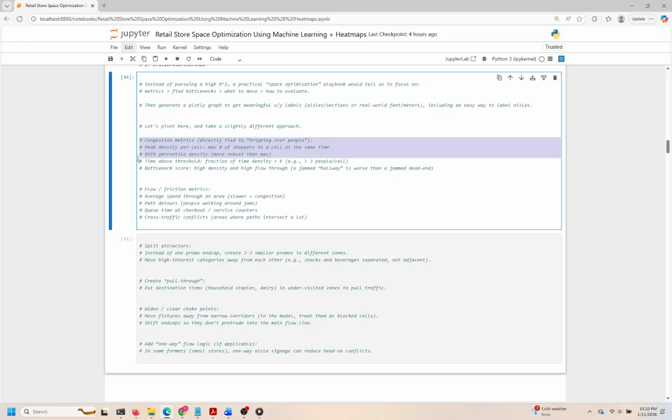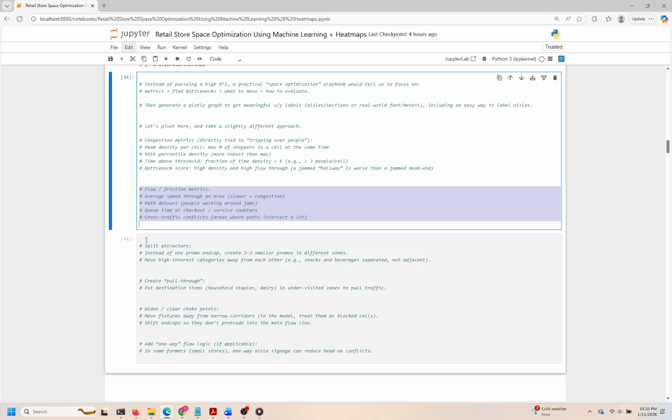Another important metric here is the time above a certain threshold, which captures how frequently the density exceeds a predefined number of shoppers, such as 3 people per area. This metric sheds light on the sustained pressure points within the layout. Additionally, we introduce a bottleneck score that considers not just the density, but also the flow rate, identifying areas where high density combined with limited movement creates serious congestion, much like a crowded hallway versus a dead end.